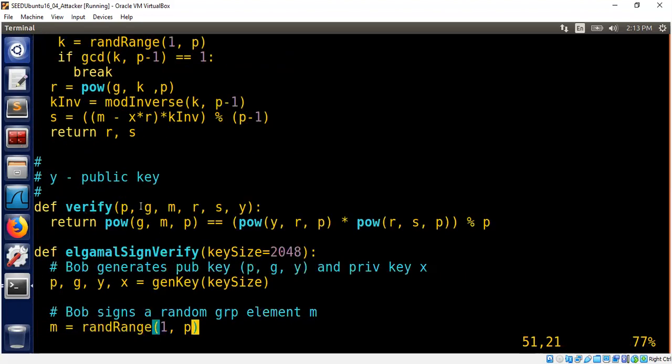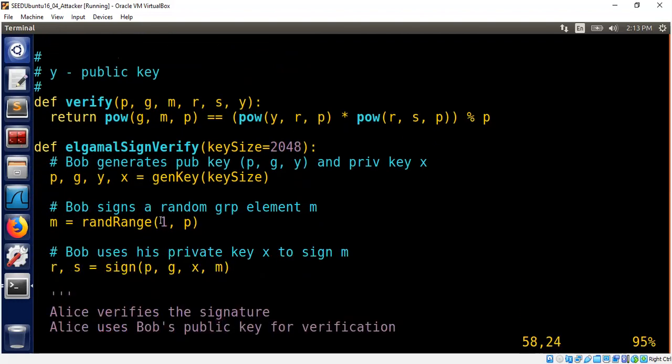To verify, it's extremely simple. You just check whether g^m is the same as y^r times r^s, as I showed on the whiteboard. So here is the little demo. Suppose Bob wants to sign a message using his private key x. He will first generate his key, keeping his public key public and private key private. Bob signs a random group element for demo purposes. He randomly picks an element from the group, and he uses his private key x to sign the message. He gets r and s.